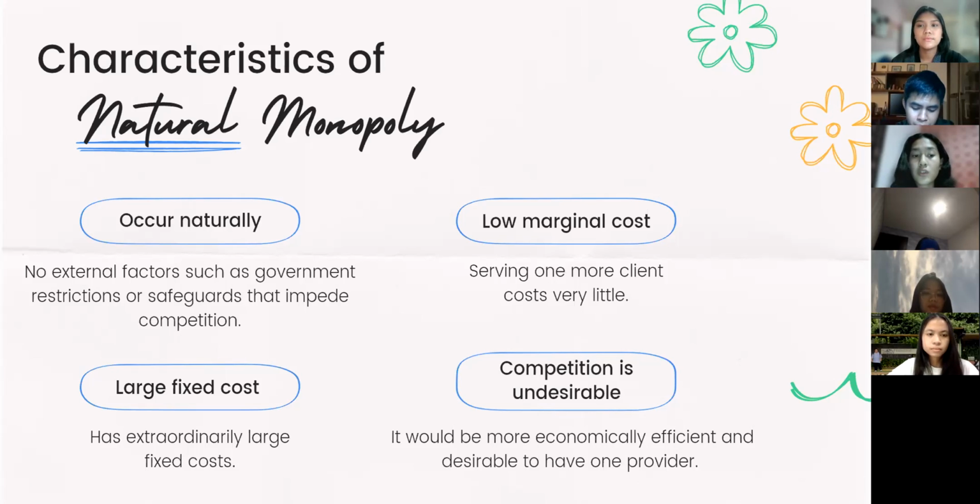Lastly, in natural monopoly, competition is undesirable. The point at which a business benefits from economies of scale in a natural monopoly is close to the total market demand. That is, production is inefficient prior to this point because the average cost of creating goods and services is higher than it would be otherwise. That way, it would be more economically efficient and desirable to have one provider.